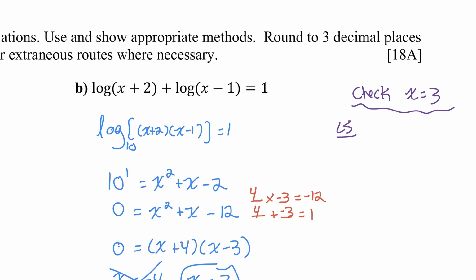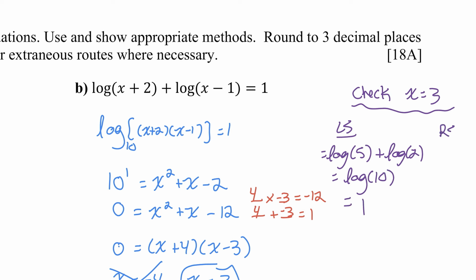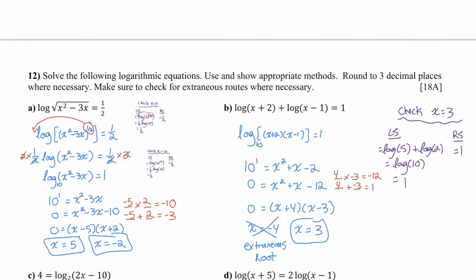On the left side, I would have log 5 plus log 2. I can combine those together by multiplying their arguments to become log of 5 times 2, which is 10. And log 10 is, of course, equal to 1, which is what's on the right side of the equation, so 3 is a good solution.